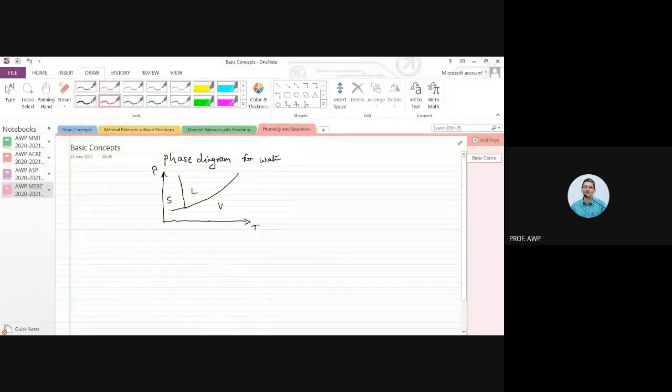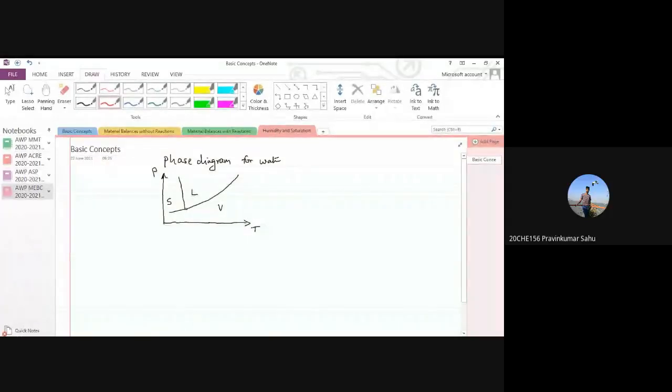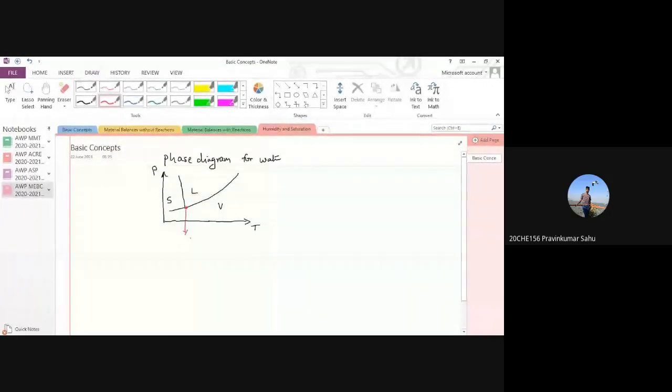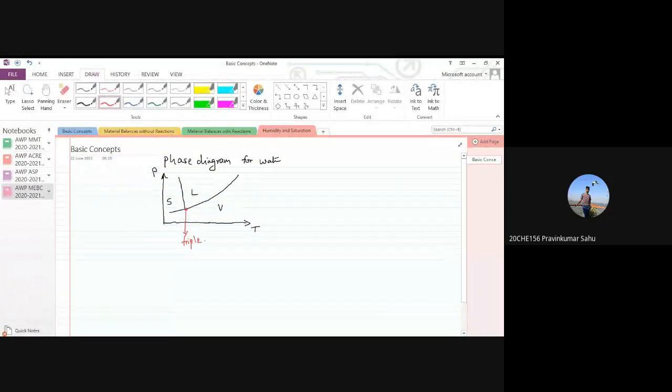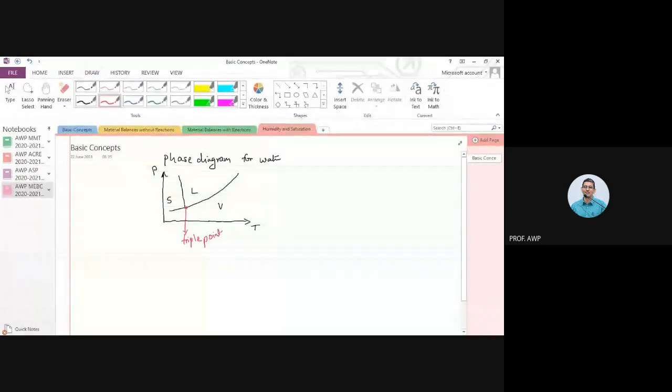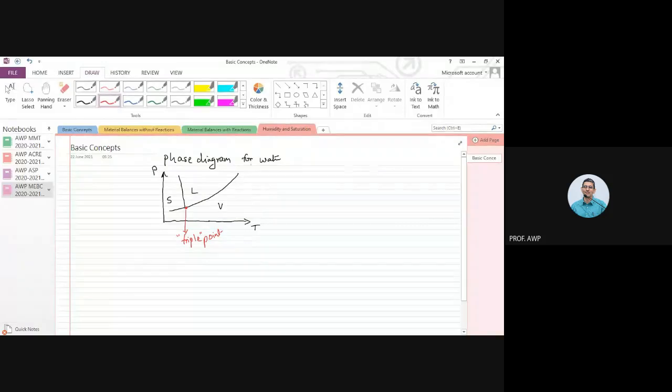What is this point called? Anybody knows? Triple point. Triple, because at that point all the three phases coexist, meaning they are in equilibrium with each other. So for water it is very close to 0 degrees centigrade, and pressure is very low, some 600 Pascal or something like that. So don't worry about that.